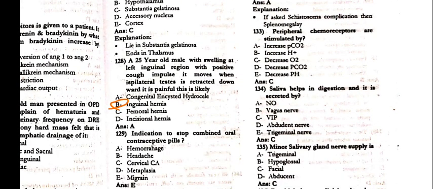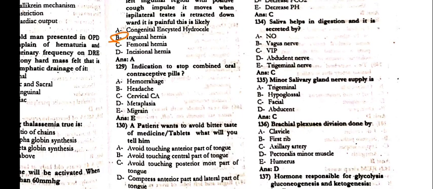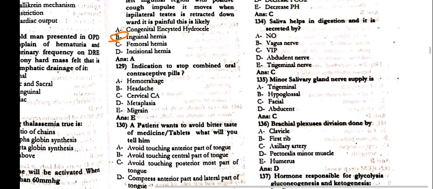A 25-year-old male with swelling at the left inguinal region, a positive cough impulse, and it moves when the ipsilateral testis is retracted downward. It is painful. This is likely due to the inguinal hernia. You have to rectify this. 129, the indication to start the combined oral contraceptive pill is migraine.